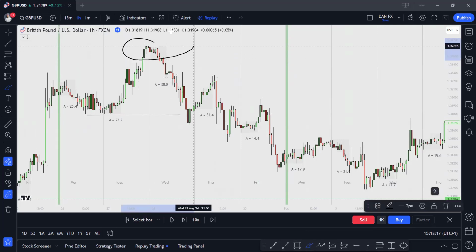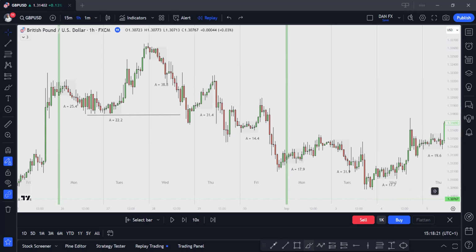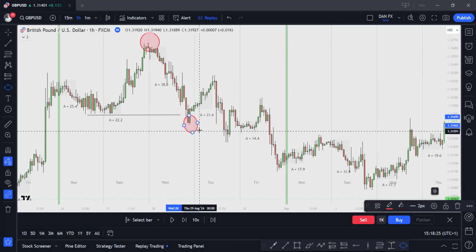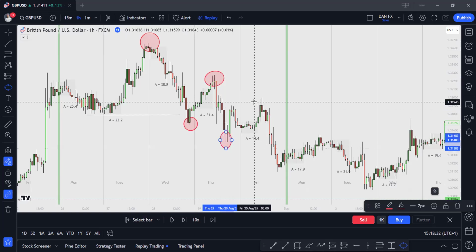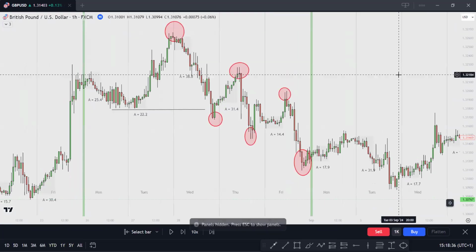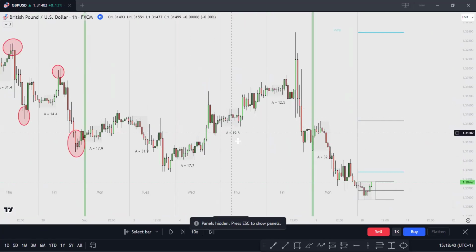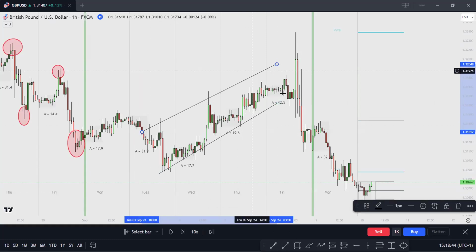Now we have this high here, we have this low here, and we have this lower high. Let me show you. So we have this high here, we have this low here, we have this lower high here, and then we have a lower low here, another lower high, and then another lower low. So we have established that this is a downtrend, so most likely we're going to be looking for sells. But if you look at this area here, we also have an uptrend that established itself here.